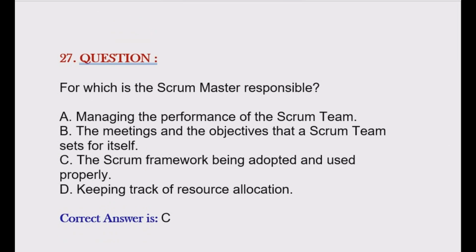Question is, for which is the Scrum Master responsible? Option A, managing the performance of the Scrum team. Option B, the meetings and the objectives that a Scrum team sets for itself. Option C, the Scrum framework being adopted and used properly. Option D, keeping track of resource allocation. Correct answer is option C.